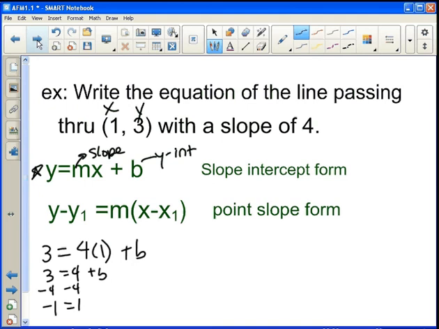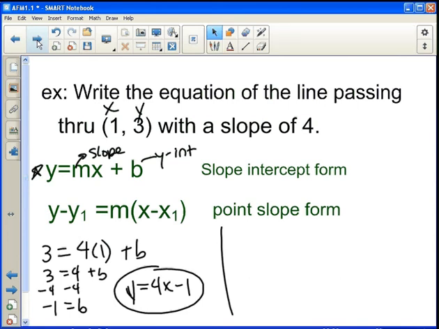So now we go back and rewrite the equation. We plug in the slope, which is 4, and the b, which is negative 1. So we get y equals 4x minus 1. So that's one way to approach the problem. The second way would be to use the point-slope form.